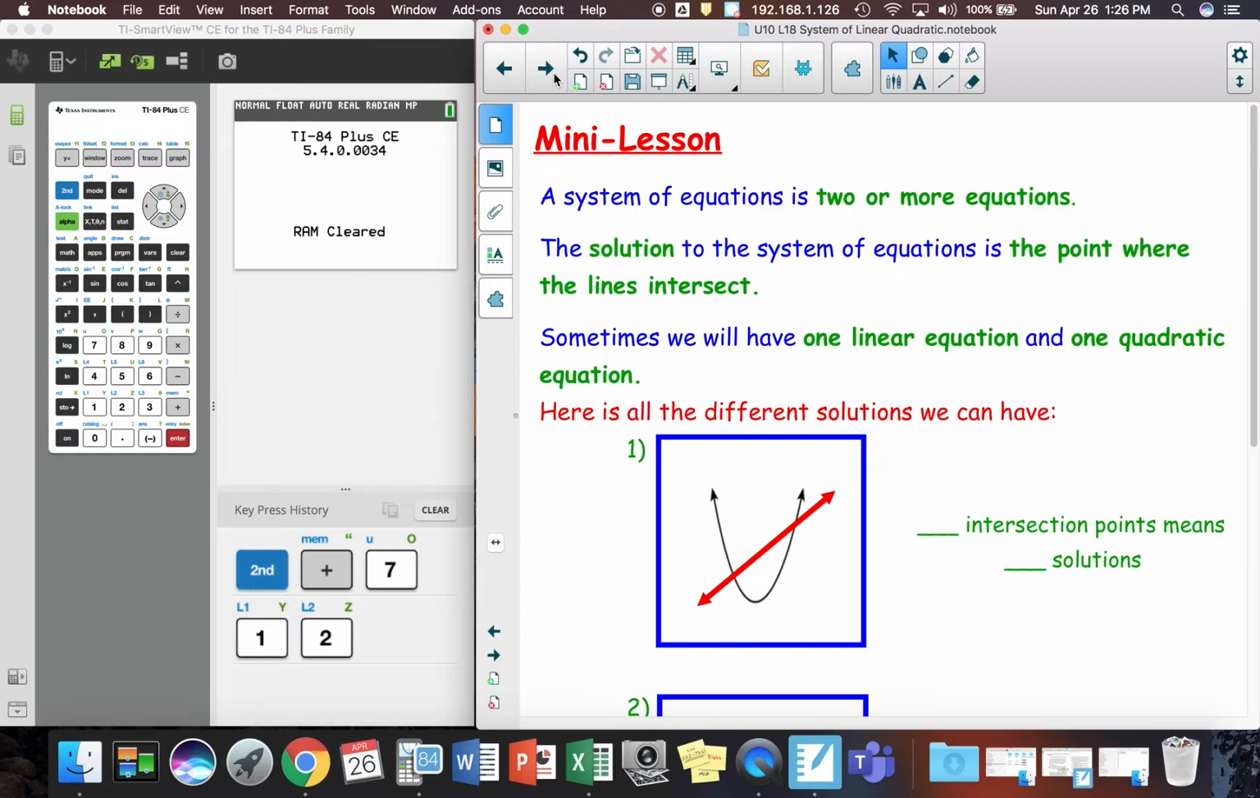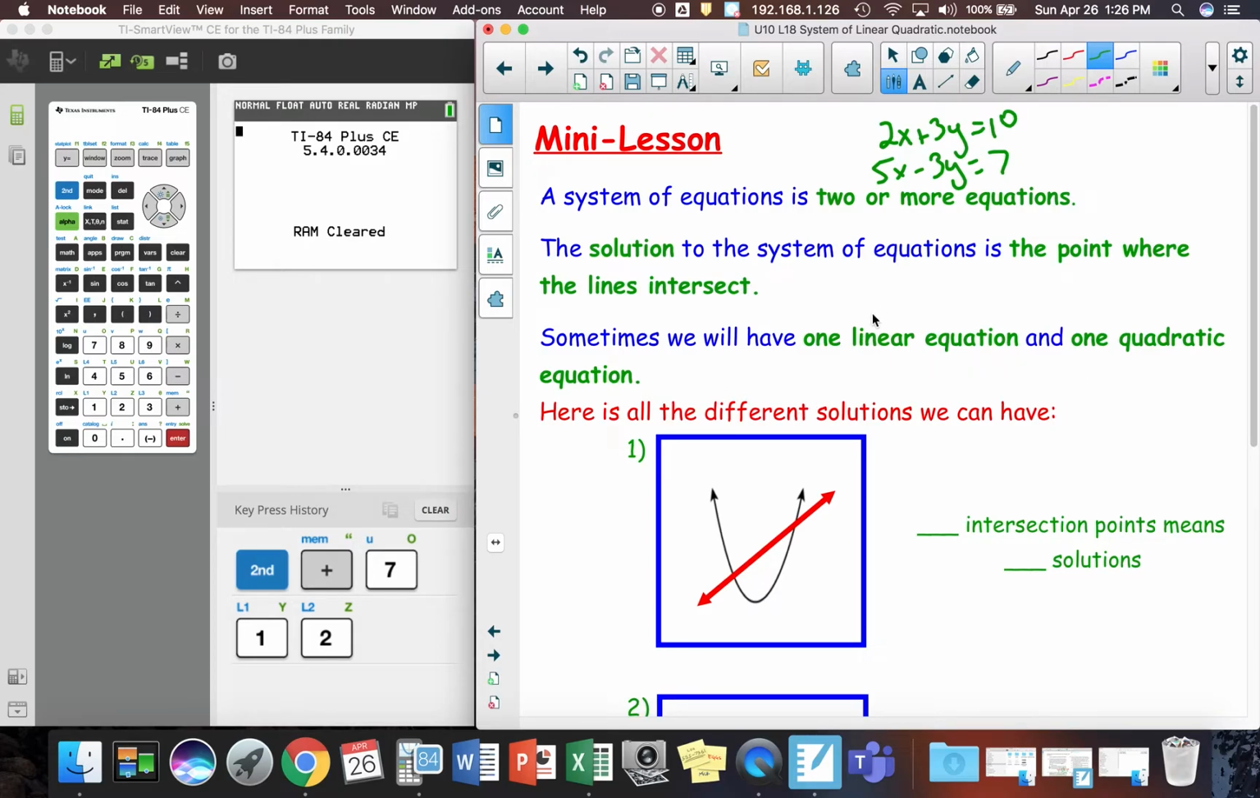Today we're going to talk about systems of equations. We've dealt with systems of equations before. It's where we have two or more equations, for example, 2x plus 3y equals 10, and 5x minus 3y equals 7. We can use elimination, substitution, or graphing to solve these problems. Whenever we talk about the solution, it's where these two lines intersect. That's our solution point.